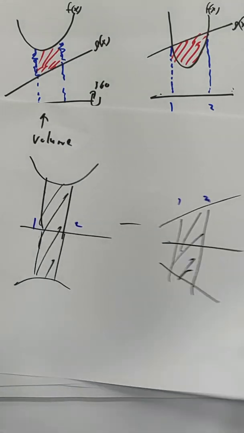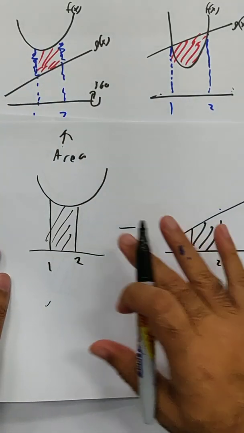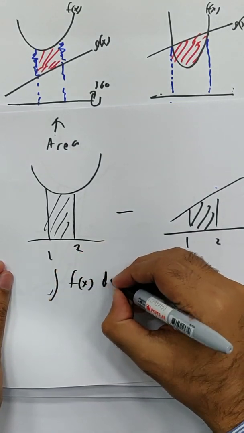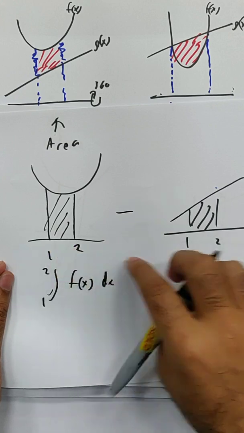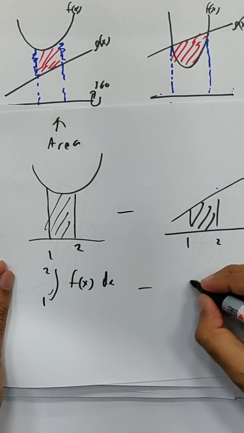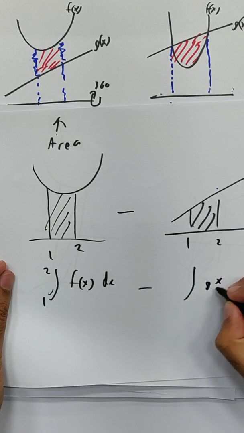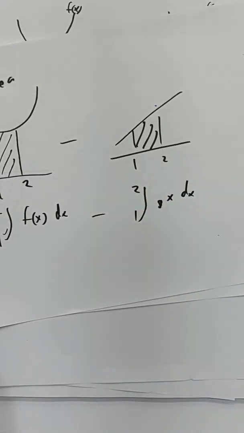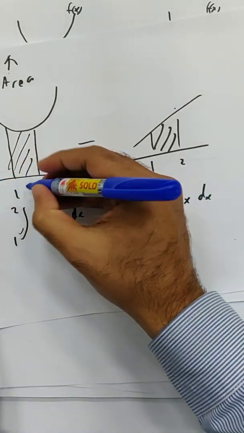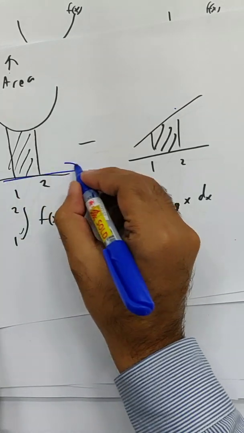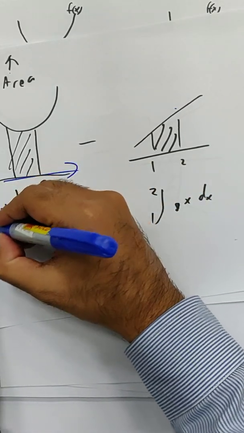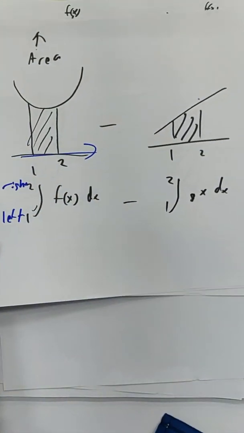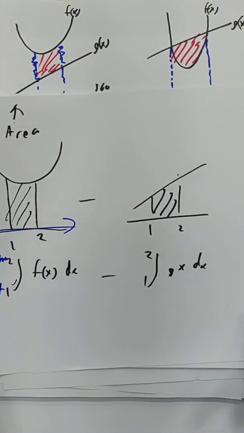So the calculation for this one here, fx dx, okay? So it's going to be integration of fx to 1 minus integration of gx to 1. Which one you take first: if this is a number line, this one is the right number, this one is the left number. Okay, the right number and the left number. So that's how you get it.